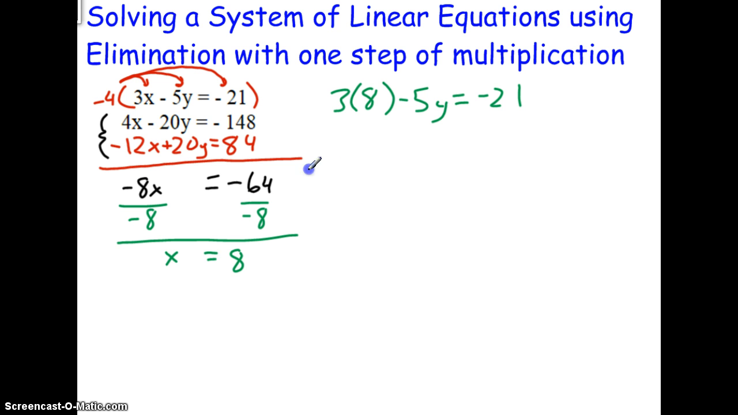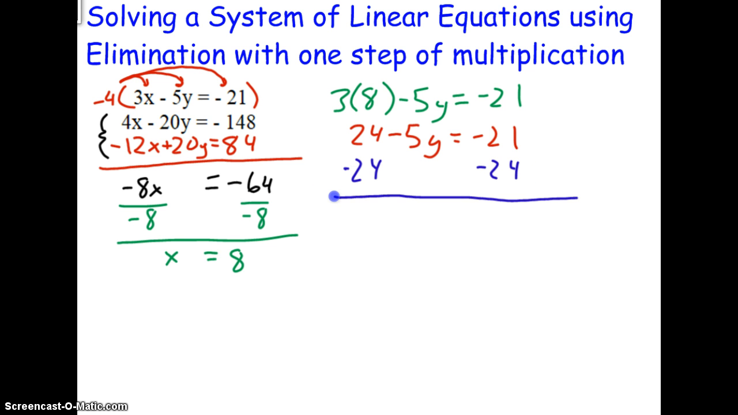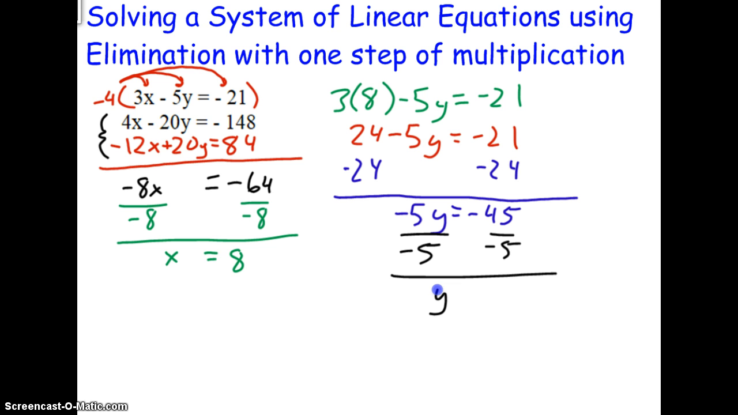So that's 24 minus 5y equals negative 21. I always show all my steps so I don't lose any negatives, I don't lose any numbers. So now, using your equation solving skills, minus 24 from both sides. Let's see, negative 5y is equal to negative 45. So I need to get y by itself, so I'm going to divide by negative 5. Y is equal to positive 9.